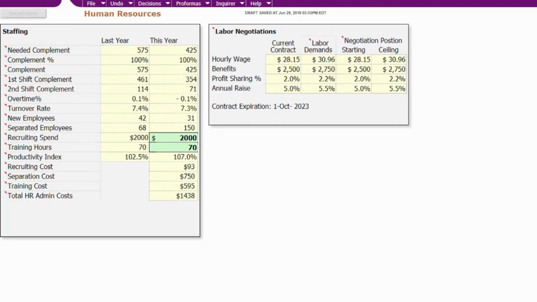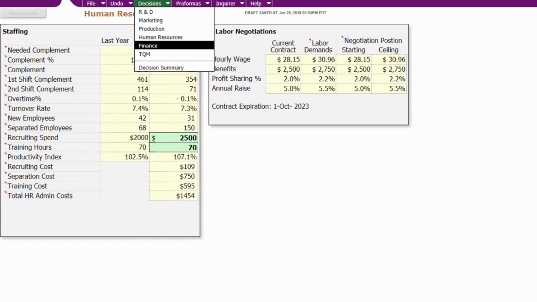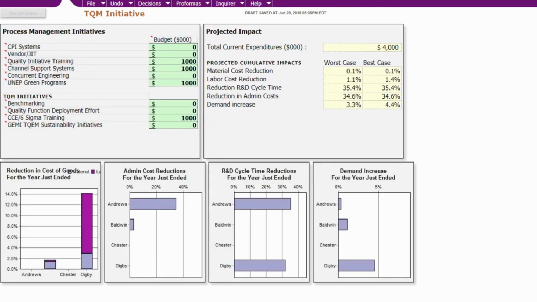Human resource. We budgeted $2,500 for recruitment and offered 70 hours for training. We aimed to improve our productivity index. Total quality management. Under total quality management, we spent $4,000. Our target was to reduce research and development cycle time as well as reduce the labor costs.